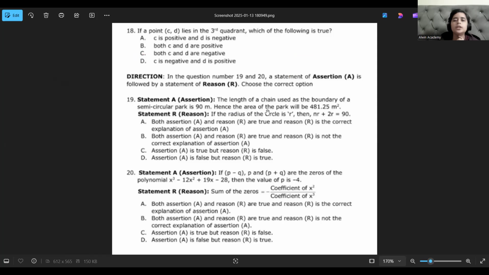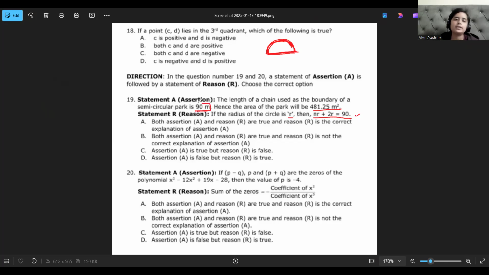Going to the next question. Assertion reasoning. Length of a chain used as a boundary of a semicircular park is 90 meter. Hence, the area of the park will be 481.25. Now, this is again a calculative assertion. So, let's first check out the reason. It says if the radius of circle is r, then pi r plus 2r is 90. Now, this is correct in context to the first statement only. If we take a semicircle, its perimeter is actually going to be the length of this arc, which is 2 pi r by 2 or pi r, and this diameter, which we can call as 2r. So reason is correct. Now we'll check the assertion.